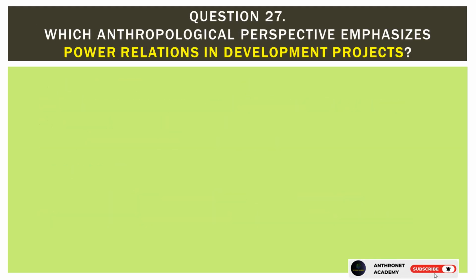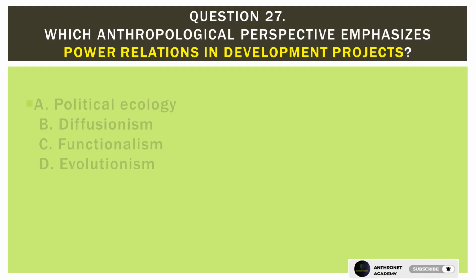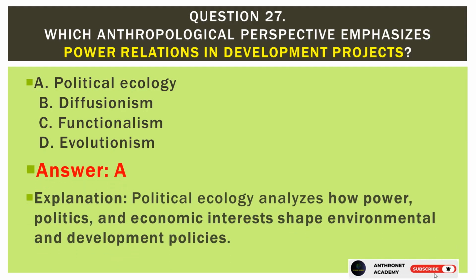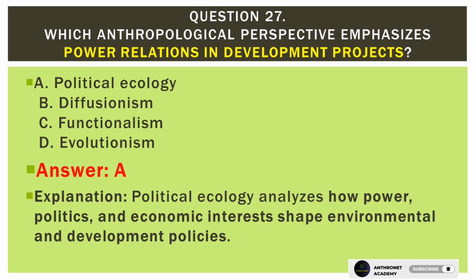Question 27. Which anthropological perspective emphasizes power relations in development projects? A. Political ecology. B. Diffusionism. C. Functionalism. D. Evolutionism. Answer: A. Explanation: Political ecology analyzes how power, politics, and economic interests shape environmental and development policies.